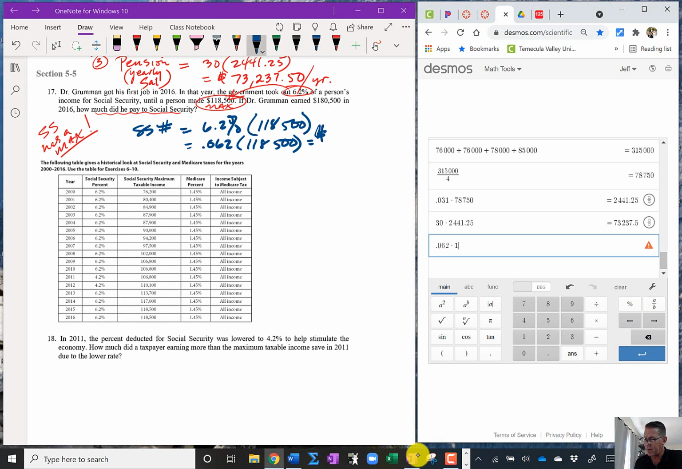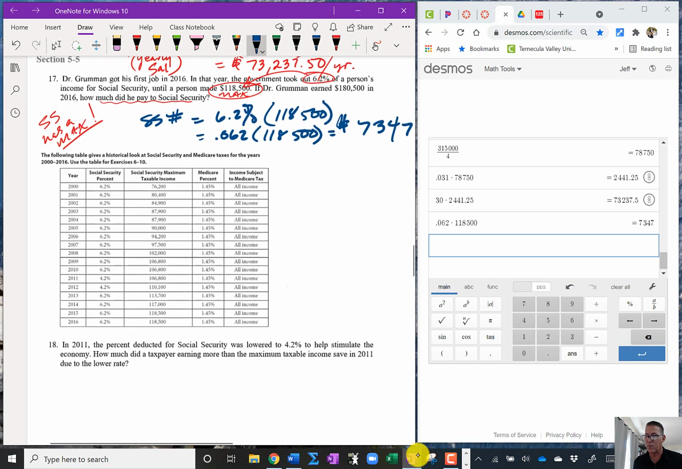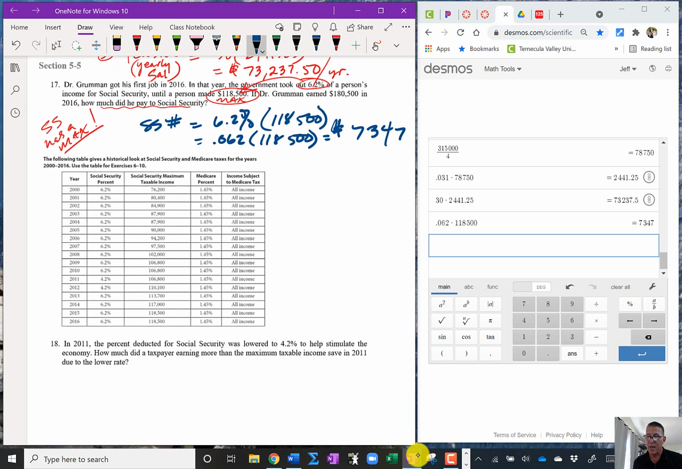We're going to use this table, not for exercises 6 through 10, so cross that out. All right, we're going to use this table for the following few problems here. Okay, so let's tackle number 18. All right. So in 2011, percent deducted from Social Security was lowered to 4.2% to help stimulate the economy. So let's look at 2010.